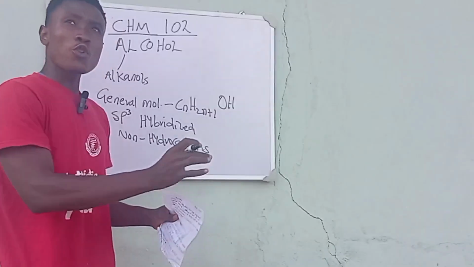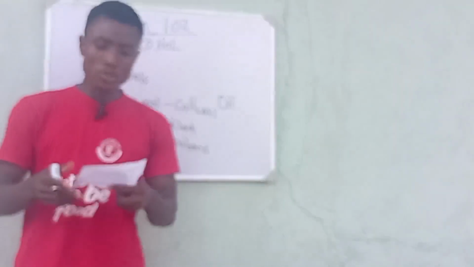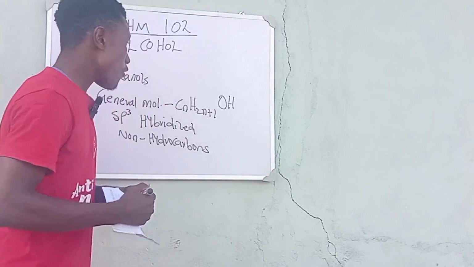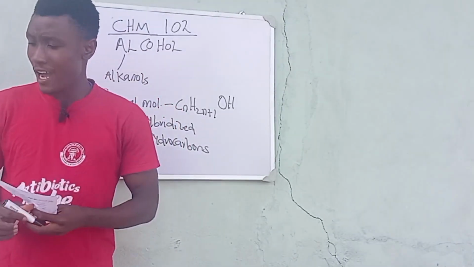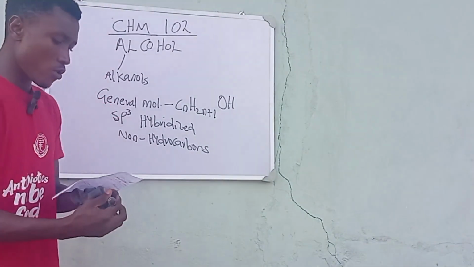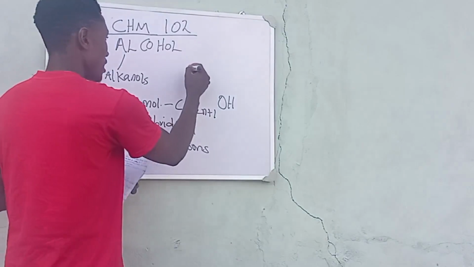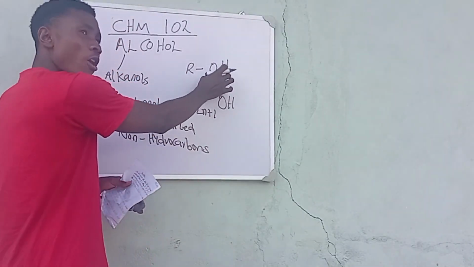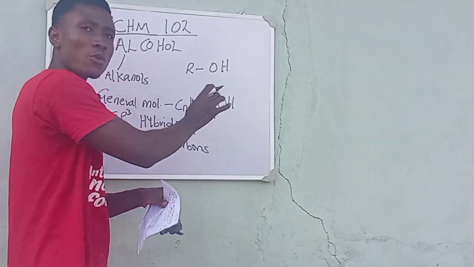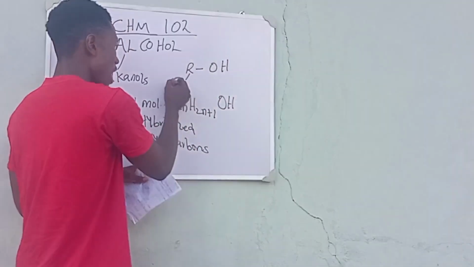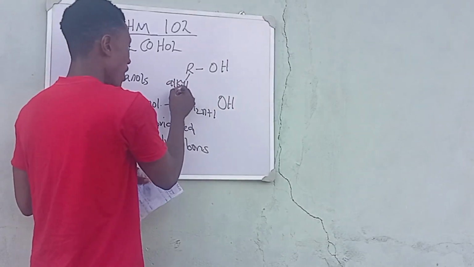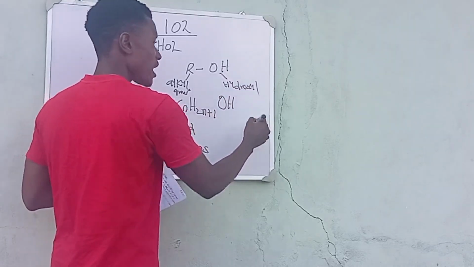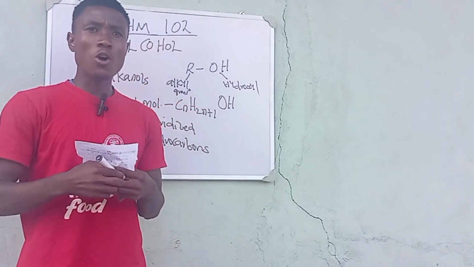Their functional group, as I said in the beginning of this video, is the OH, which is the hydroxyl. And this functional group is confined to what is known as the alkyl group. So this is how it's going to look: we have our R and we have our OH. The OH here is the functional group and the R is the alkyl group, and this is the hydroxy. It is very important you take note of these points.